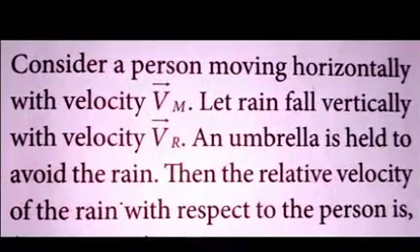Students, for the special case 3 we are going to implement one example. Okay, now consider a person moving horizontally with velocity Vm. So here Vm represents the velocity of the man moving in the X direction. Now let the rain fall vertically with the velocity Vr. An umbrella is held to avoid the rain. Then the relative velocity of the rain with respect to the person we are going to calculate.